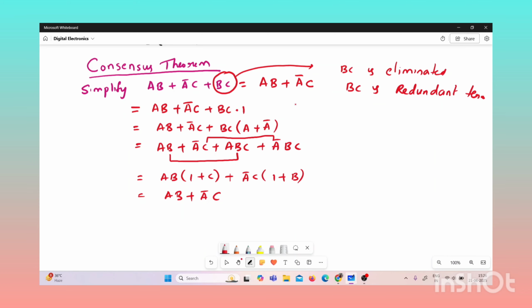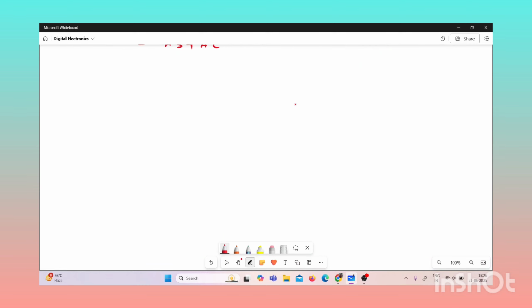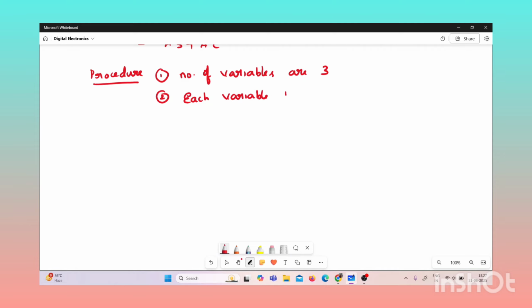Now, how to observe which expression is related to the consensus theorem? There is a procedure for that: how to identify whether the given expression is consensus or not. The procedure for identifying the consensus theorem is, first, the number of variables is 3. Obviously, in the above expression, the number of variables is 3, and those variables are A, B, and C. The second step is, each variable is used twice. That means 2 times each variable is used.